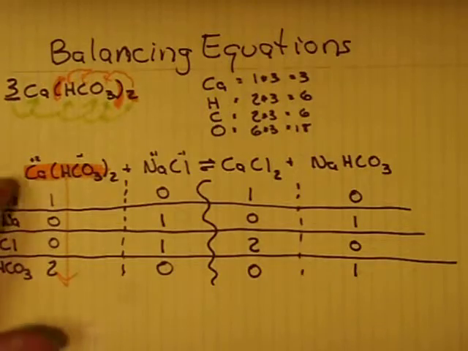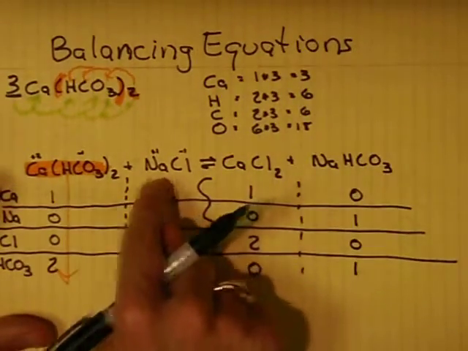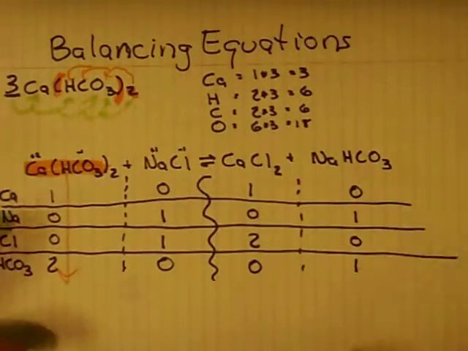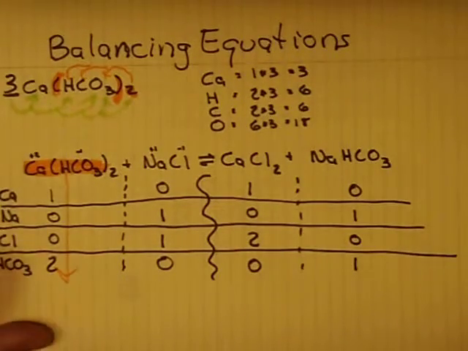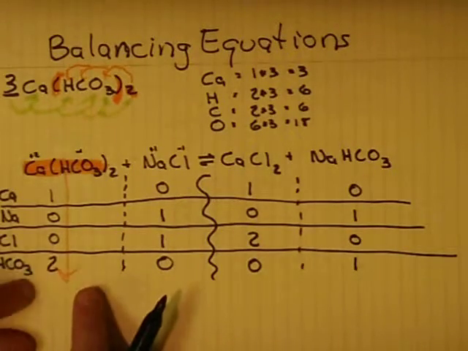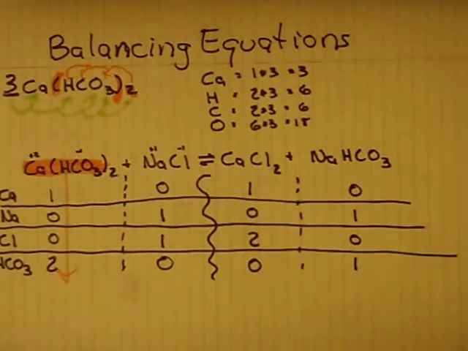So, in calcium, we've got 1 and 1. You add what's on the left side, 1 plus 0. On the right side, 1 plus 0. So 1 and 1. Sodium, 1 and 1. Chloride, we have 1 on this side and 2 on this side. And bicarbonate, we have 2 on this side and 1 on this side. So, how can we get these to balance out?